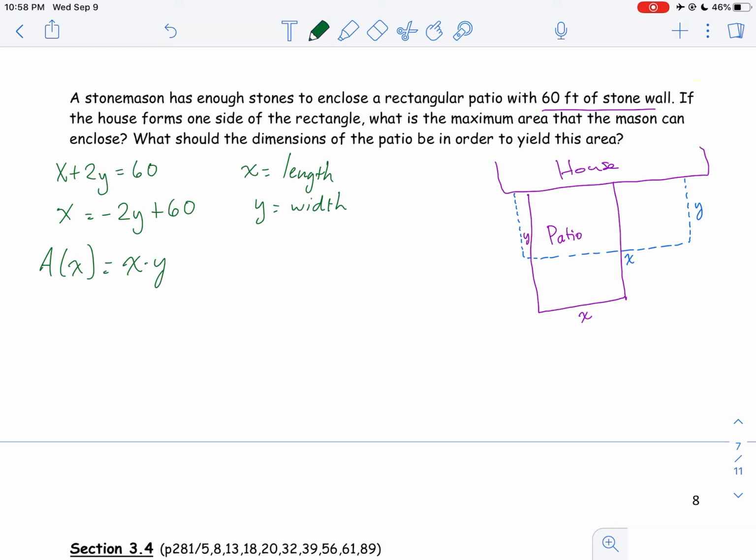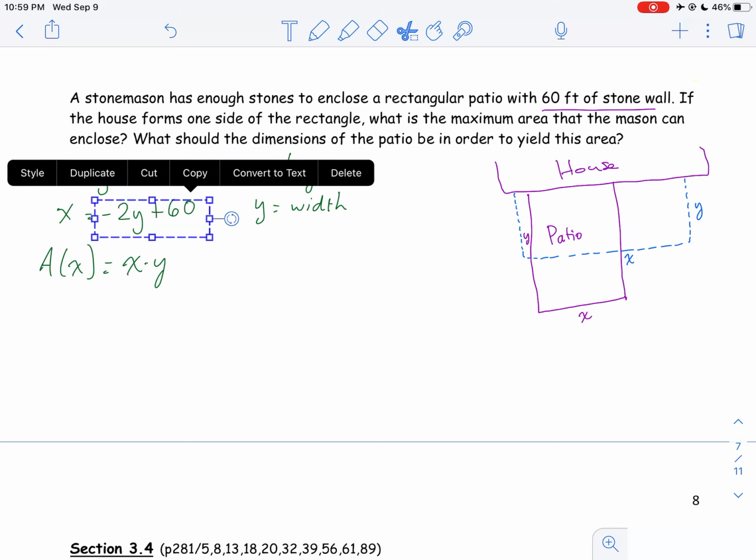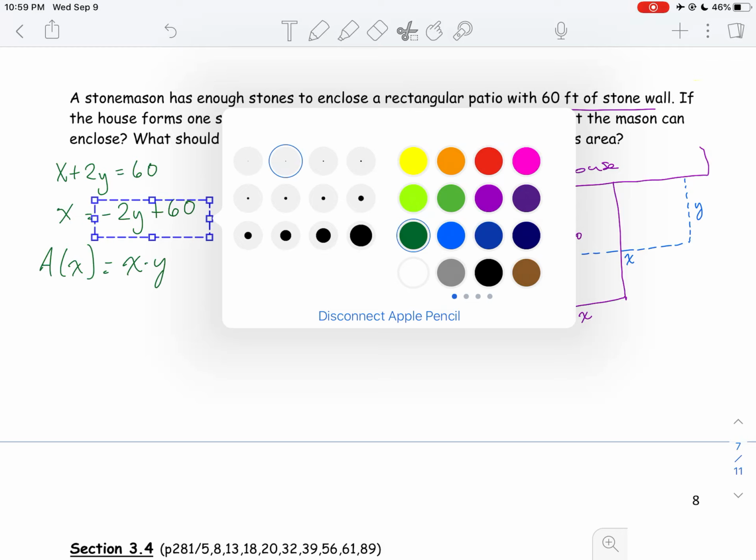So what I can do is I can take this, I'm going to change the color here. What color should we go with? I'm going to avoid purple and blue. Maybe I'll go with orange.